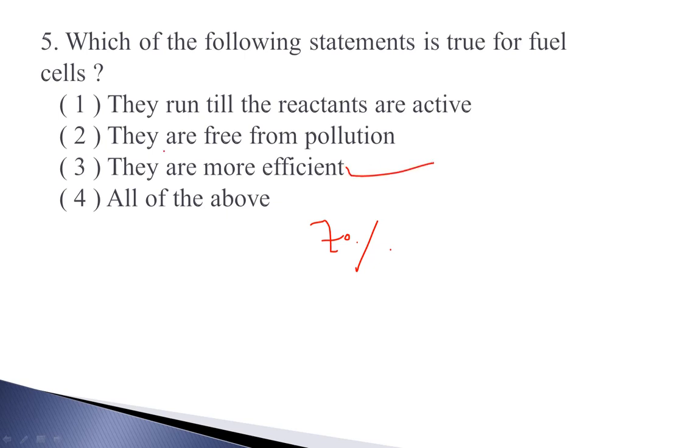Next, the reaction product of the fuel cell is only water. Hence, the fuel cells are free from pollution. H2O is not a pollutant. So option 2 is also right. Next, the reactants are continuously supplied from an external source. Hence, the fuel cells run till the reactants are active. So all the above three options are correct. So option 4 is the right answer, all of the above.